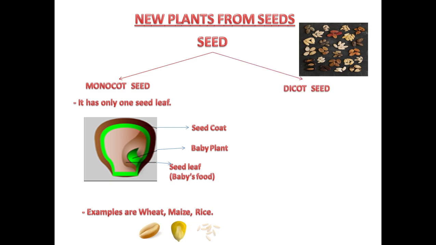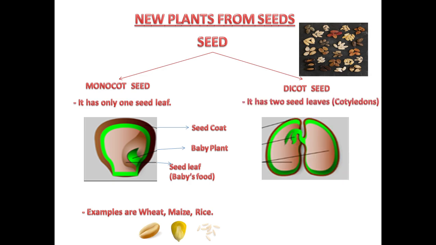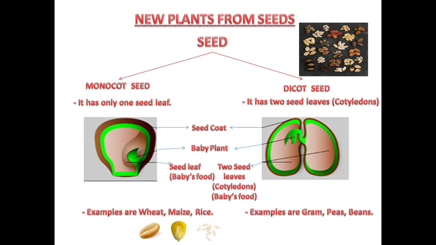Second type of seed is dicot seed. It has two seed leaves called cotyledons. See the picture of dicot seed and its parts. This is the seed coat, this is the baby plant, and these are the two seed leaves called cotyledons. Here also the baby plant eats the cotyledons to grow. Examples of plants having dicot seeds are gram, peas and beans. You can see the pictures of gram, peas and beans also. Please note, after soaking gram seed in water for a few days, you can notice its parts at home also.